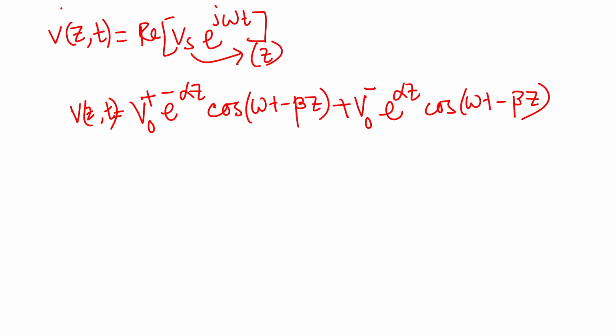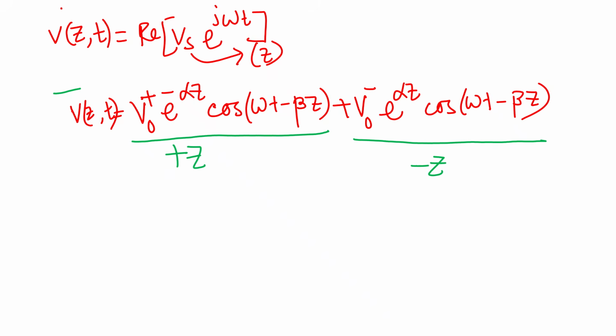Now again you can see in this equation we have two terms. First is V naught e to the power minus alpha z cos(omega t minus beta z), which is representing a plus z directed wave. And then we have the second term, V naught minus e to the power alpha z cos(omega t minus beta z). It represents a minus z directed wave.